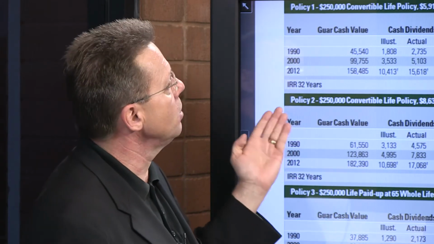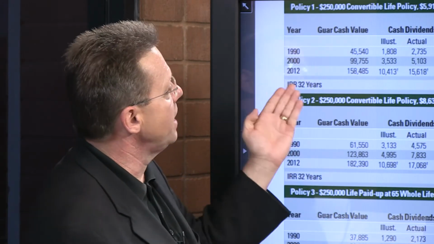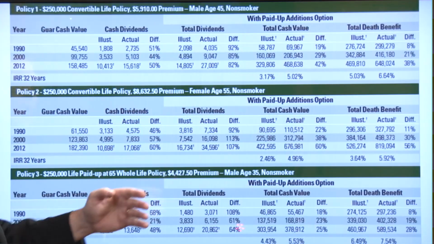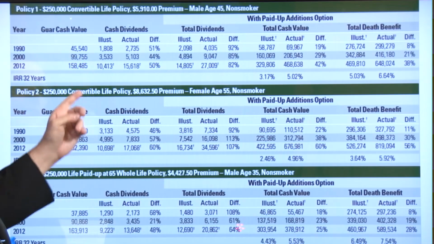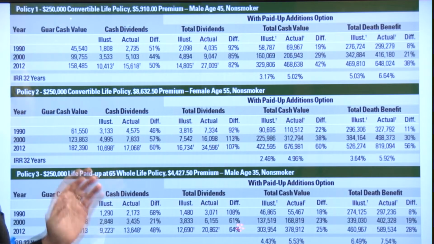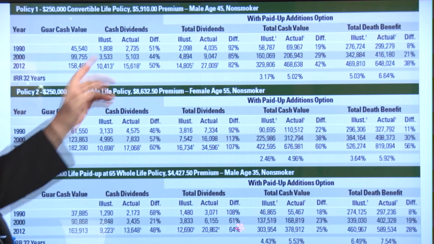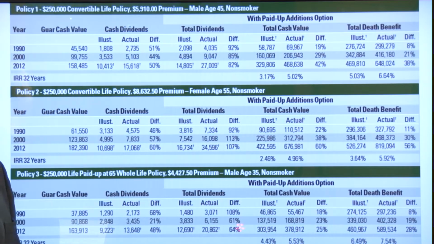What I've looked at here is a contract for this male 45 non-smoker, and I'm looking at the guaranteed cash values, and interestingly enough, the premium being paid here is $5,910.